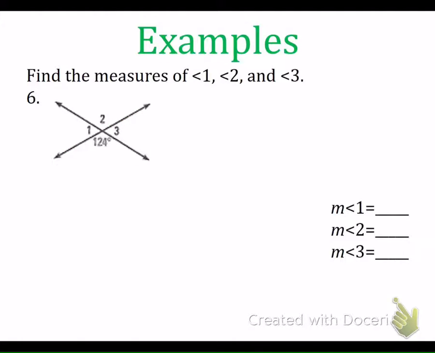All right. So the measure of angle 2, since it's vertical, is what? 124. That's the easy one. And the others? 56. For which one? 1 and 3. Good. And how'd you get that? Decide what you'd add to 124 to make 180. So basically 180 minus 124. Questions?